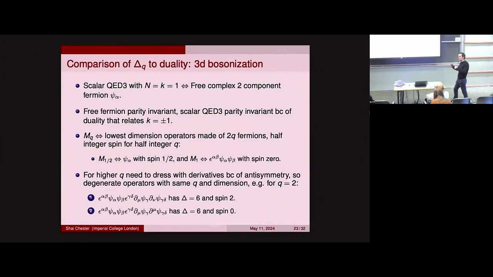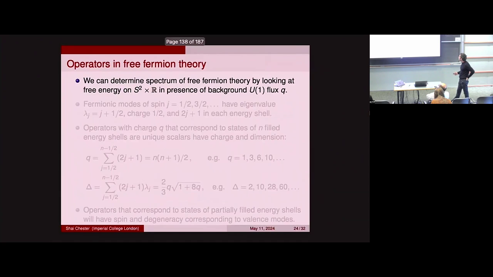And this is a generic phenomenon. As Q gets bigger, there are going to be many degenerate operators in this free fermion theory. And this is actually going to end up being relevant, so it's something to keep in mind. So how do we count the operators in the free fermion theory, taking into account these degeneracies? It's not totally trivial. One way of doing it is you can compute the spectrum of a free fermion theory by looking at the free energy on S2 cross R in the presence of some background flux for the U1 global symmetry. And so then you have fermionic modes of various half-integer spins J. They have various eigenvalues, and then you just fill up your energy shells with these eigenvalues, and this will tell you what the appropriate operators are.